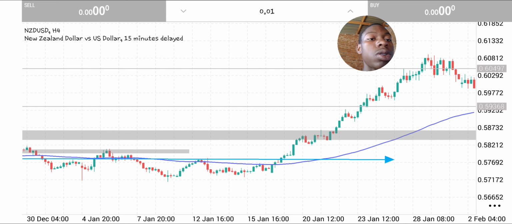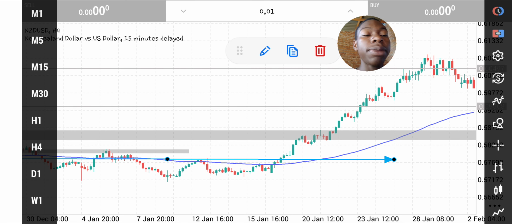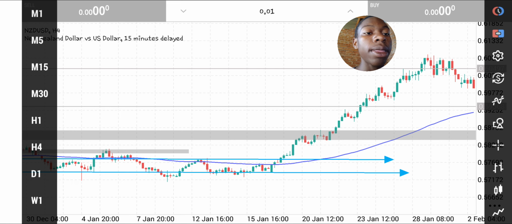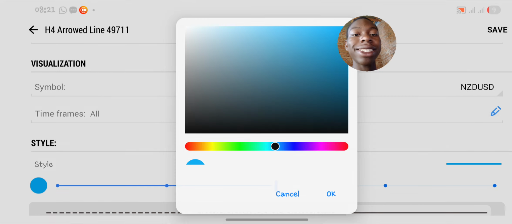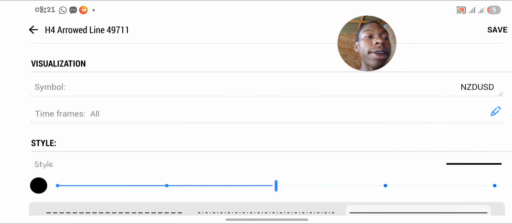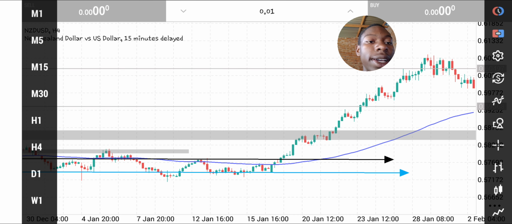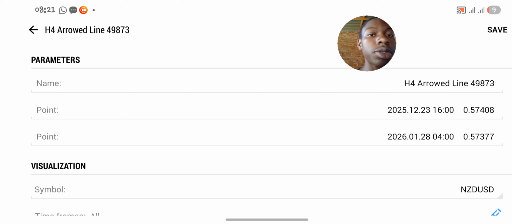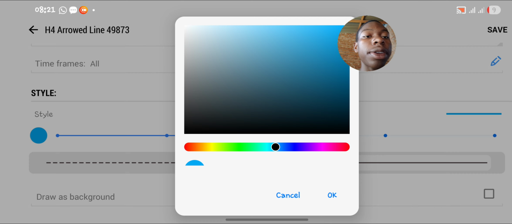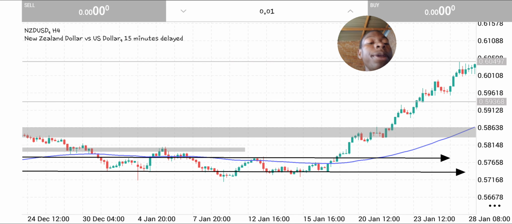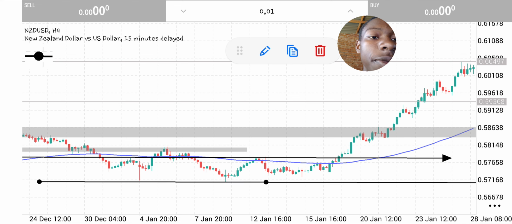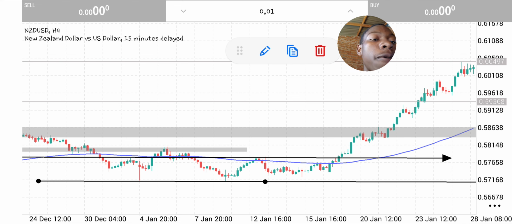okay, let me make this black so that I can see it clearly. Let's change the color of this so that you guys can see it clearly. Let's make it black. Okay, so that's black, and this also should be black so that you can see nicely. Okay, good. Okay, now look at this. We've marked out the high and the lowest low where price reached recently.